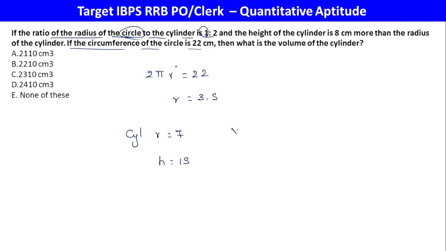Volume of a cylinder is πr square h, 22 by 7 into 7 into 7 into 15, which is 2310. Option C is the final answer for this question. Then, next question.